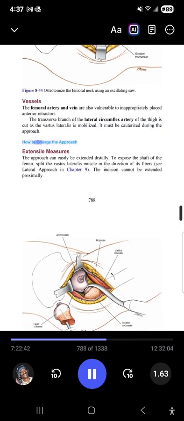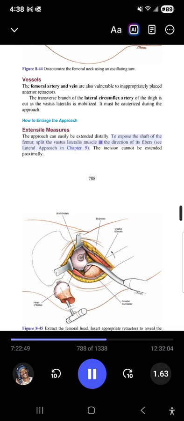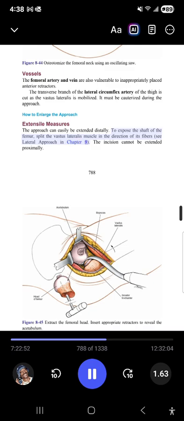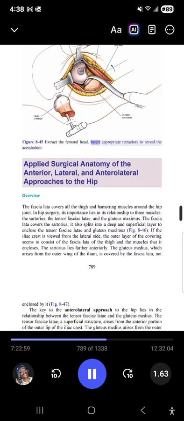How to enlarge the approach? Extensile measures. The approach can easily be extended distally. To expose the shaft of the femur, split the vastus lateralis muscle in the direction of its fibers. See lateral approach in Chapter 9. The incision cannot be extended proximally. Figure 8-45. Extract the femoral head. Insert appropriate retractors to reveal the acetabulum.